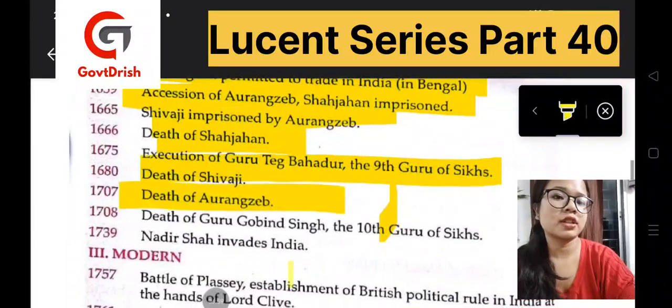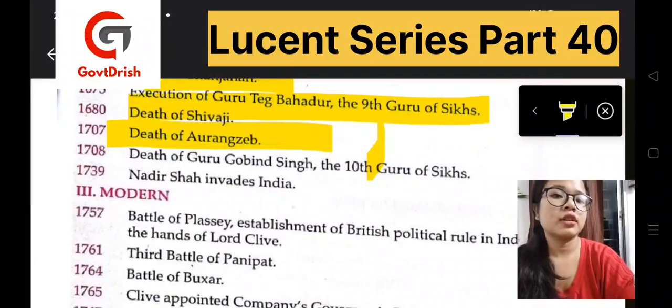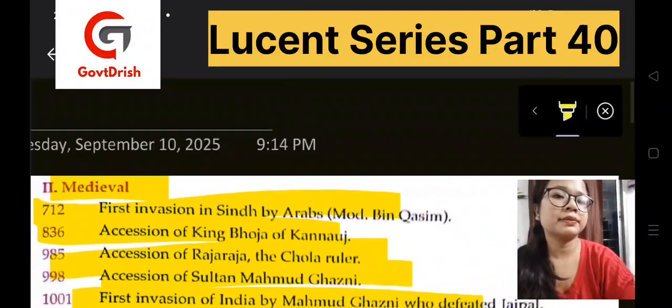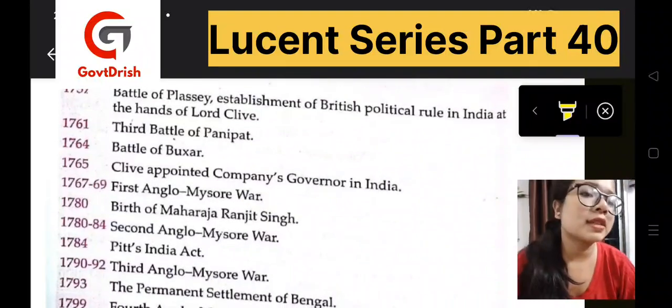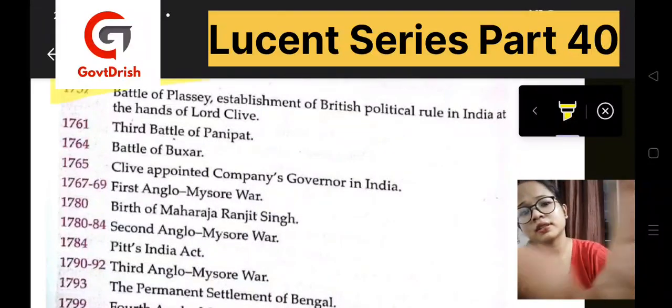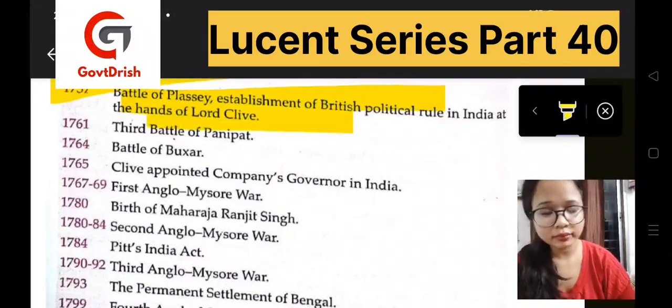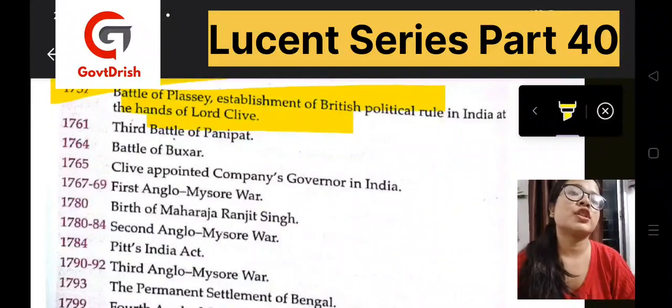Then you have the death of Shivaji, Aurangzeb. Okay, so this was all about the medieval history. Now let's know about the modern. Battle of Plassey, which is very important and one of the significant times when the British political rule was actually established in India.